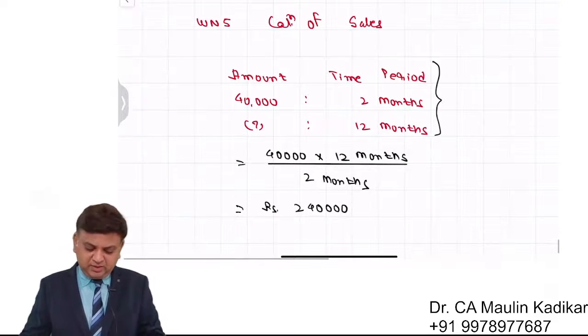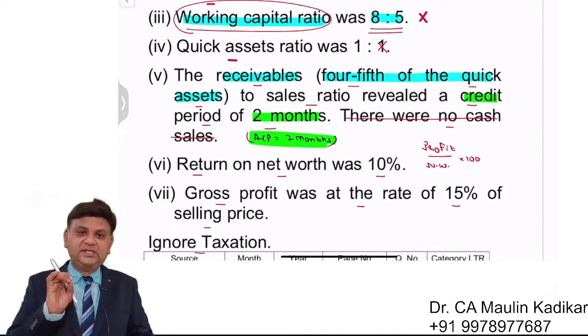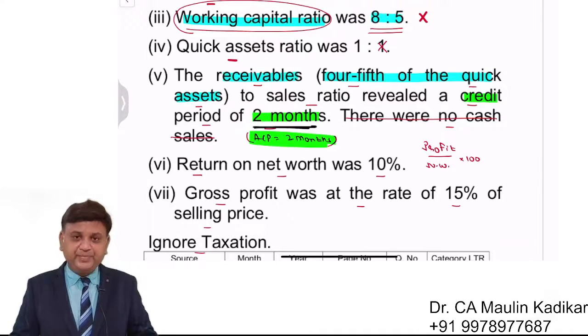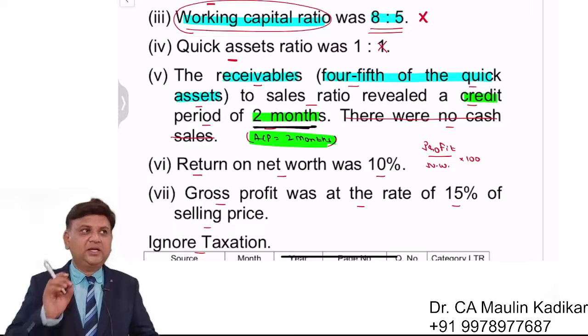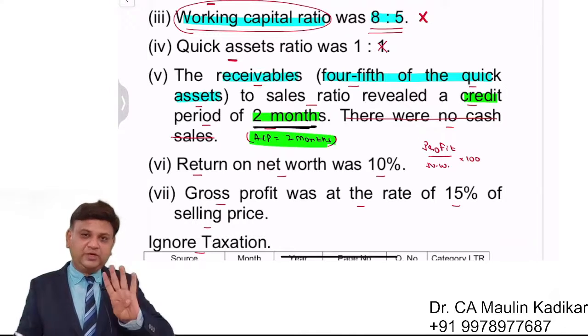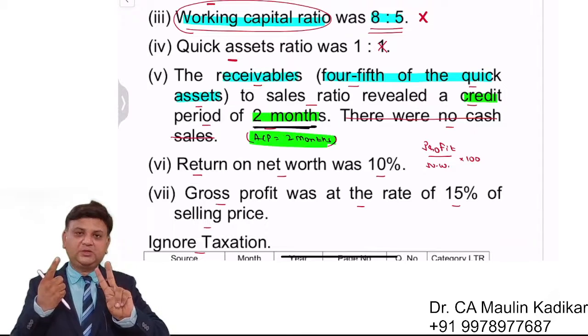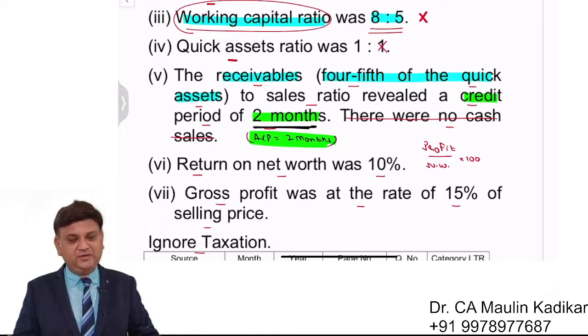Dear students, over here we have to understand the language of the question is very clear. That is, debtors to sales ratio revealed a credit period of 2 months. It means that whatever the debtors that we have, that is an amount of 40,000, is indicating the credit sales of the last 2 months. So 40,000 is the credit sales of the last 2 months. So for 1 month it is 20,000, and for entire year it will be 240.